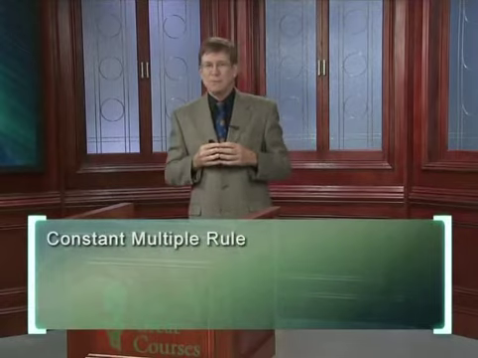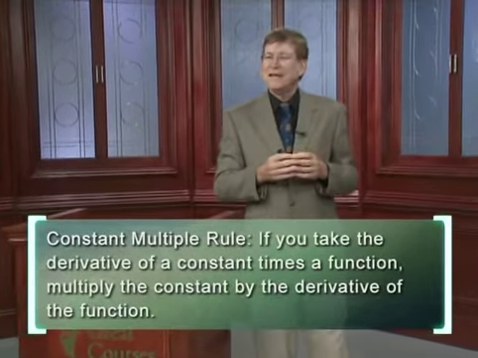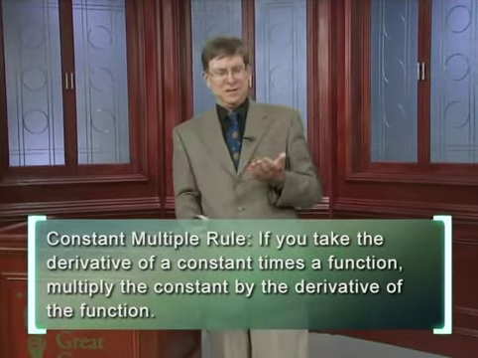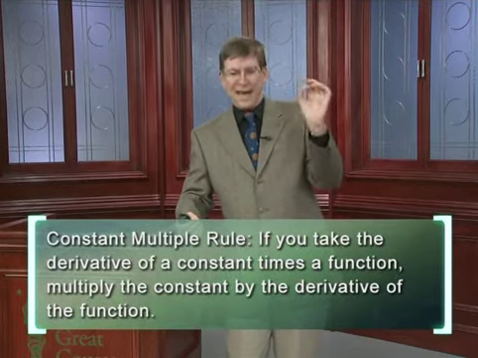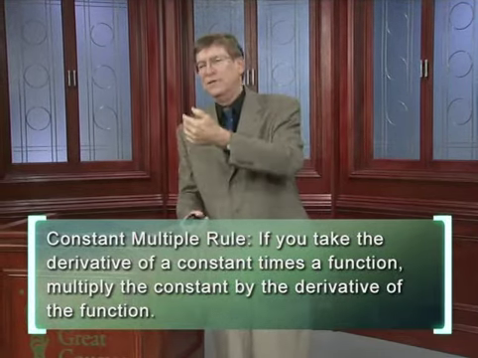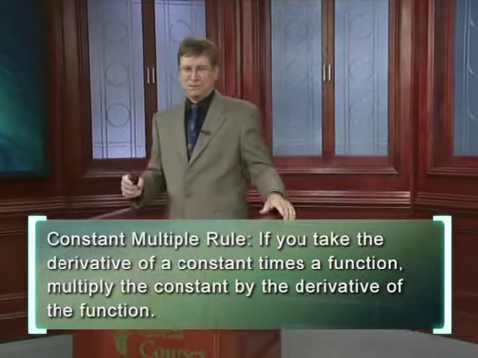Okay. What's our next rule? This is called the constant multiple rule. It's very, very simple. All this says is, if you're taking the derivative of a constant times a function, you can do the following. Multiply that constant times the derivative of the function. That's all you have to do. Let me show you some examples.